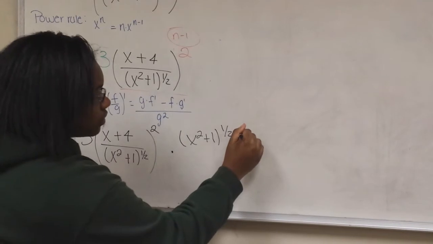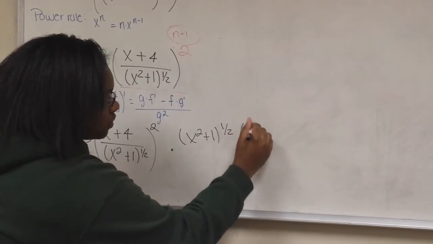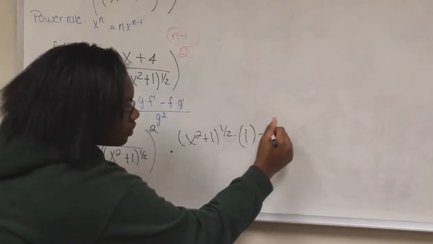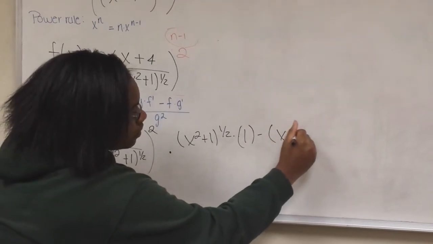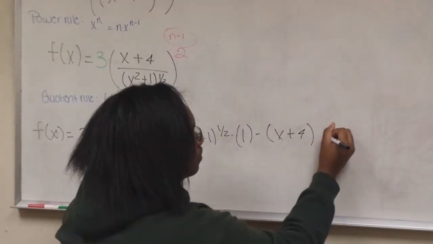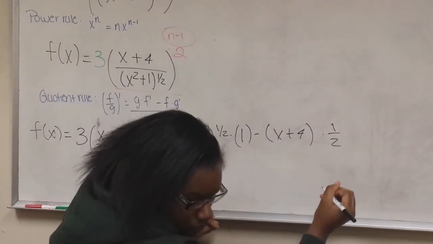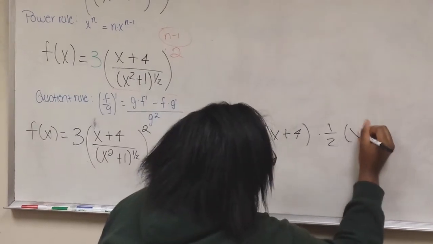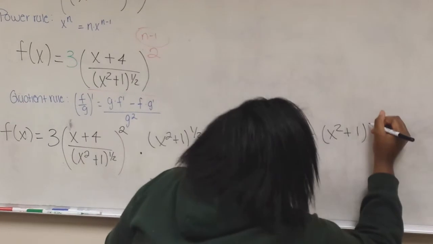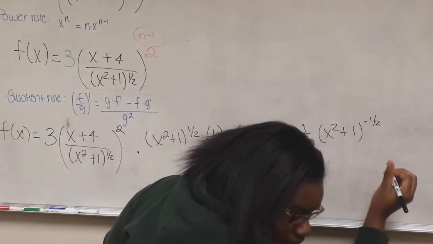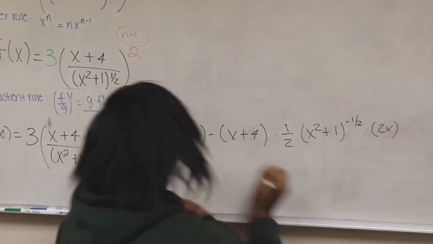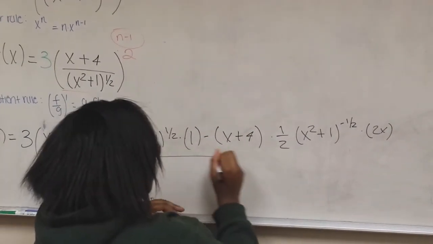x squared plus 1 to the 1/2 times 1 minus x plus 4 times 1/2 x squared plus 1 to the negative 1/2 times 2x, and all of that over x squared plus 1.